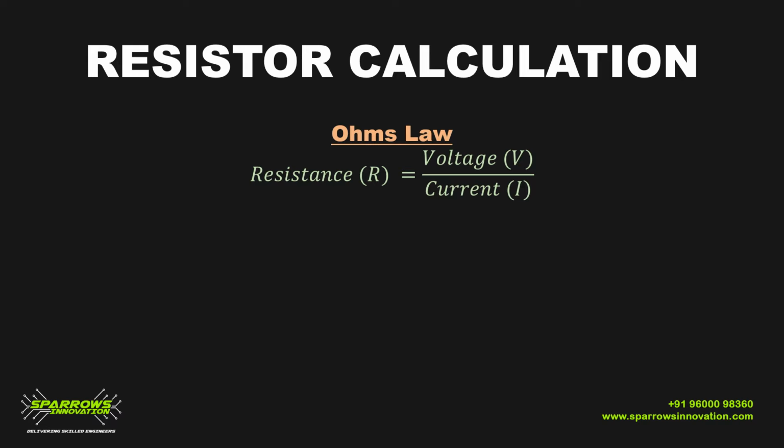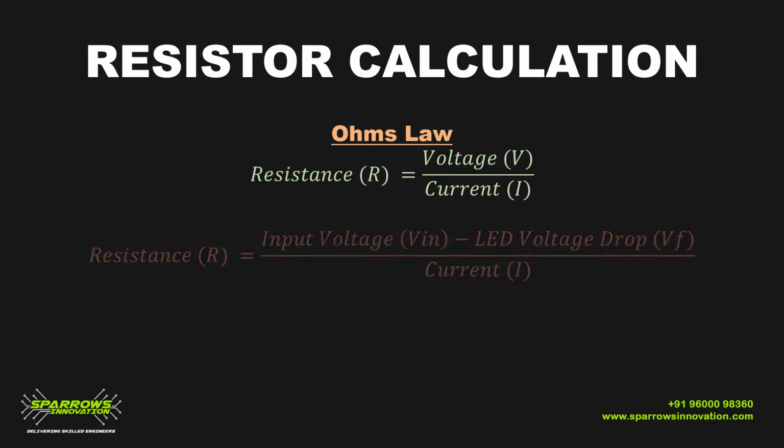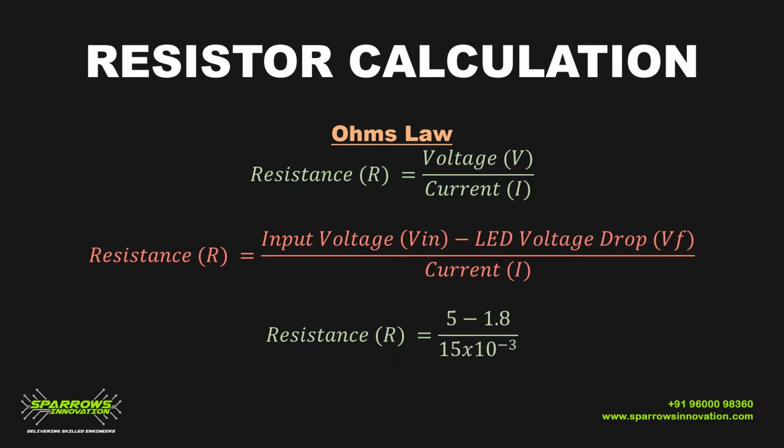But we can't use only the battery voltage. We have to consider the battery voltage as well as the LED's voltage drop. We have to subtract the LED's voltage drop from the V in voltage, that means your battery voltage, divided by the current flow, that means the 15 milliampere, which is the maximum withstand capacity of the LED. So we are going to place that 15 milliampere here. So the resistance value will be (5 minus 1.8) divided by 15 into 10 power minus 3, since it's a milliampere current rating. So this will be around 213 ohm.